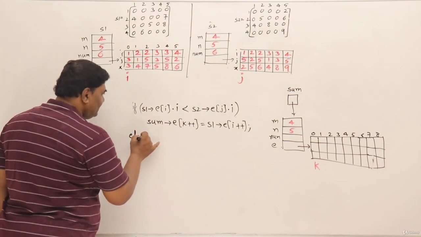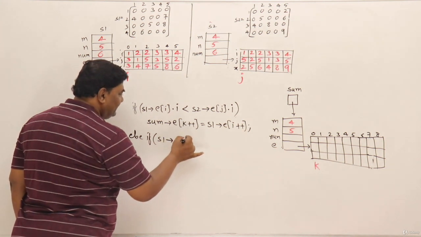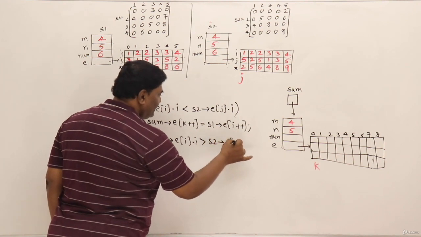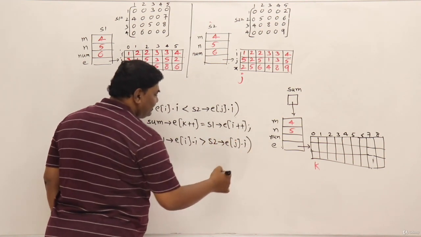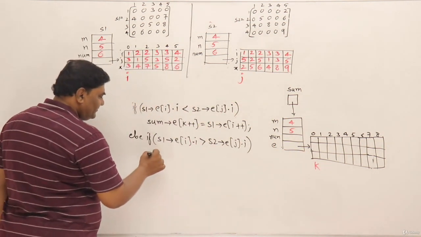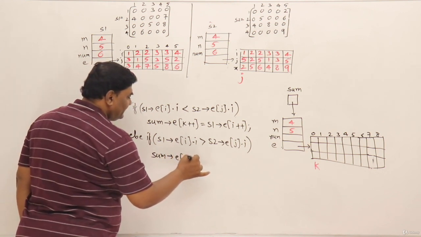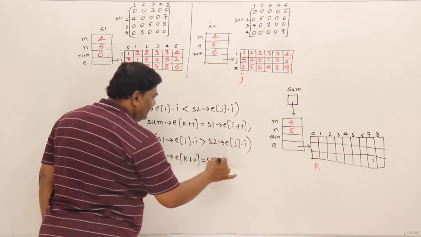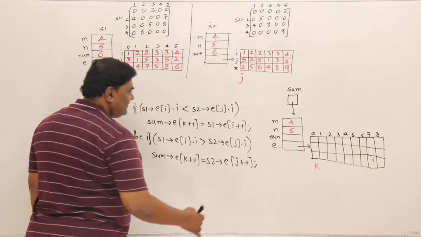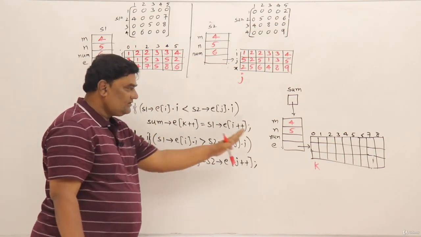Else, if S1's E of i dot i is greater than S2's E of j dot i, means if that one's row number is smaller, then copy that one here. So sum's E of k plus plus is assigned with S2's E of j plus plus. So if first one is small, copy that one. Second one is small, copy that one.